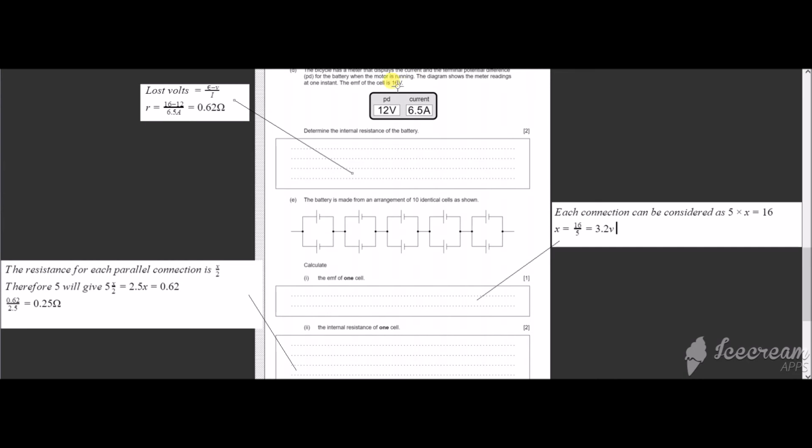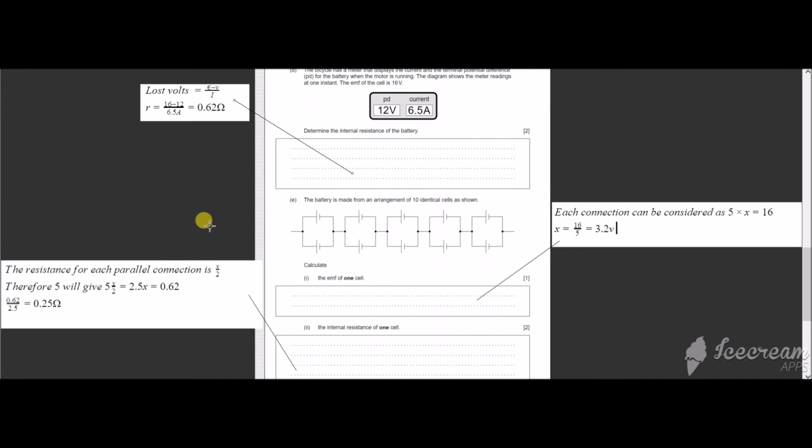So to solve this question, the internal resistance r is going to be equal to epsilon minus the voltage, divided by the current. So in the question here, the epsilon is equal to 16. So 16 minus 12, which is given here, divided by 6.5, which is also given here, and that will give you 0.62 ohms, and that's how you solve D.